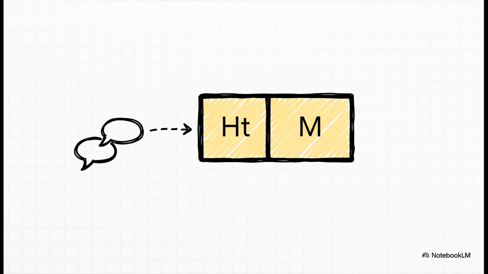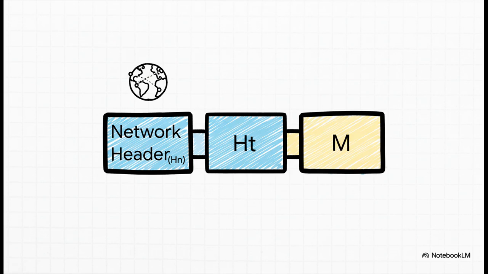So first, your message, M, gets passed down to the transport layer. This layer slaps on its own wrapper, a transport header, or Ht. This little header has info like port numbers, which is crucial because it tells the receiving computer which specific app should get this message. You know, so your cat video doesn't accidentally end up in your friend's budgeting spreadsheet. Right, so then that whole package gets handed down to the network layer. And what does it do? It adds another header, Hn, which contains the big stuff, the global source and destination IP addresses. This is like the main mailing address for the entire journey from New York to Tokyo.